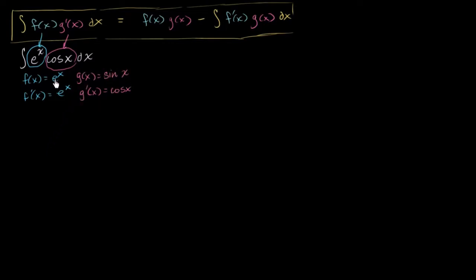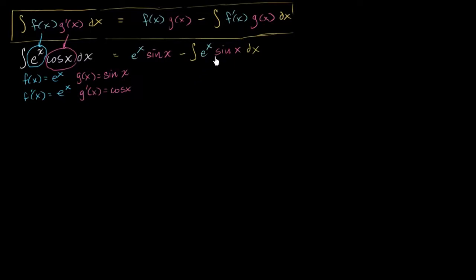So now let's apply integration by parts. So this thing is going to be equal to f of x times g of x, which is e to the x times sine of x, minus the antiderivative of f prime of x. F prime of x is e to the x times g of x, which is once again sine of x. Sine of x dx. Now, it doesn't look like we've made a lot of progress.